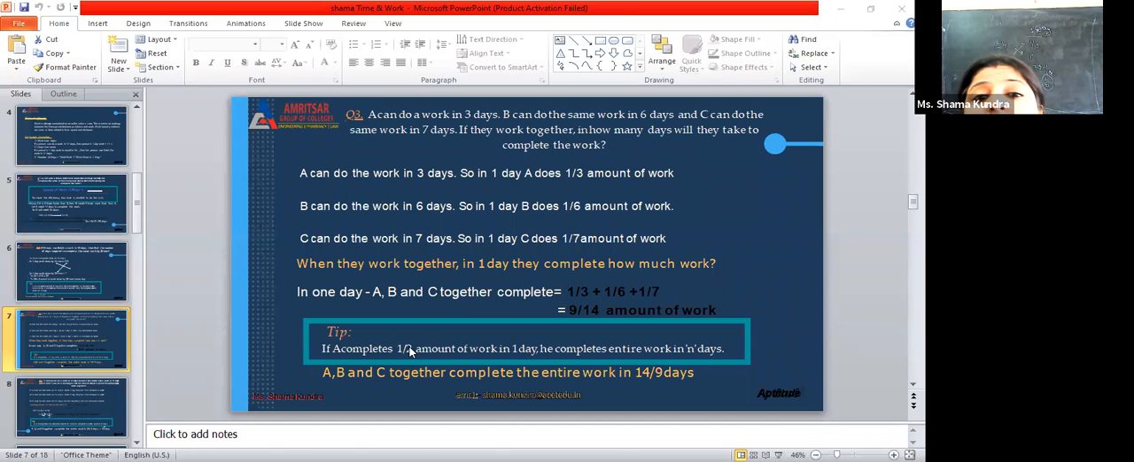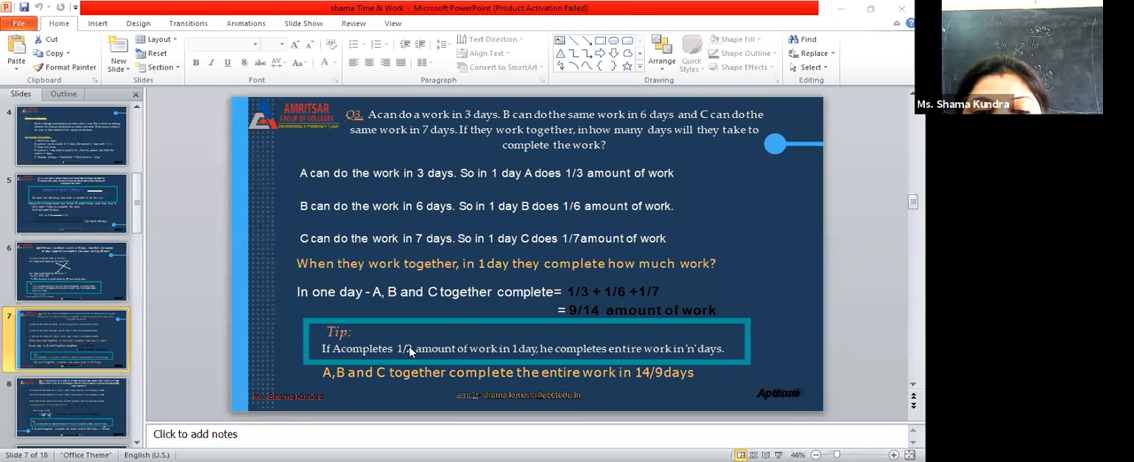Now these are the 1 day work done by A, B and C. If they start working together, in 1 day how much work will A, B and C do? Simply A plus B plus C means work done by A in 1 day plus work done by B in 1 day plus work done by C in 1 day. What we will get? A plus B plus C equals 1/3 plus 1/6 plus 1/7.